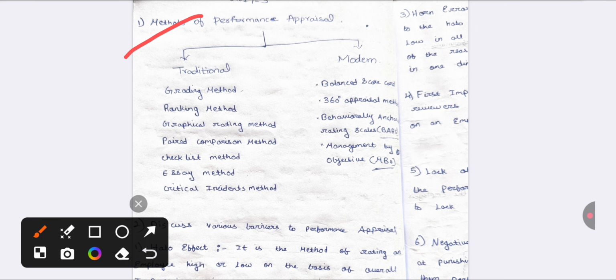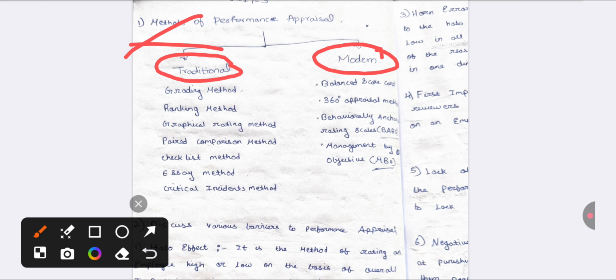Very important answer. In this, methods of performance appraisal are divided into two types. First one is traditional, second one is modern. In traditional performance appraisal, you have different types. In modern performance appraisal, you have different techniques, different types. So, to measure the employee performance in the organization, there are various methods. First, in the traditional method, what do you have?